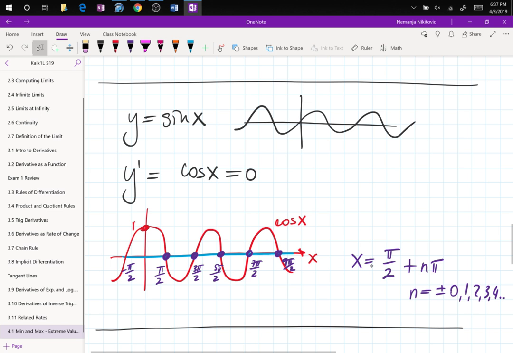So, I am able to obtain all, this is infinitely many critical points. And each critical point sits at pi over 2 plus or minus n pi. Now, you know that for sine, your first peak, which is maximum, is where? At pi over 2. And then the negative one is at 3 pi over 2. And then the next one up is 5 pi over 2.